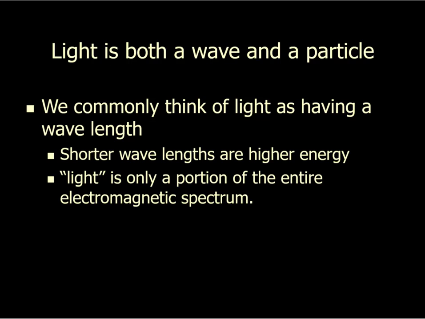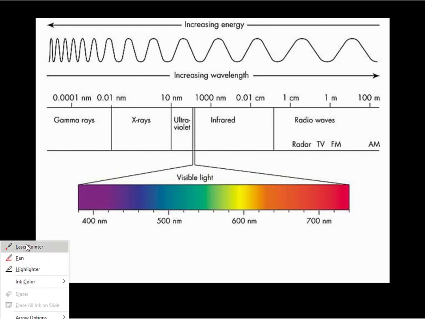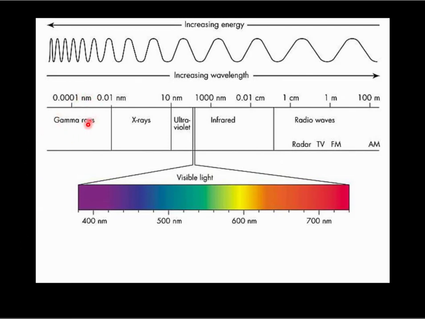What we want to keep in mind is that what we call visible light is really a very small part of a much larger electromagnetic spectrum that runs from gamma rays down here all the way up to AM radio waves up here. Wavelengths down here are very, very short. And these rays are very, very dangerous.